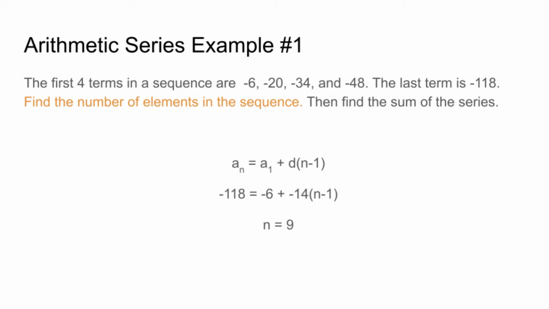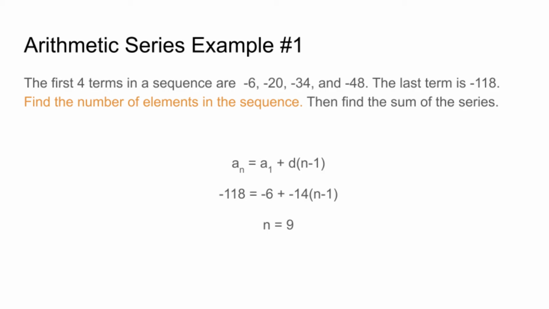Okay, you might remember this formula from the last video. If we start at -6 and end at -118, and we know the spacing between 2 consecutive elements, we can find out what element number -118 is in the sequence.